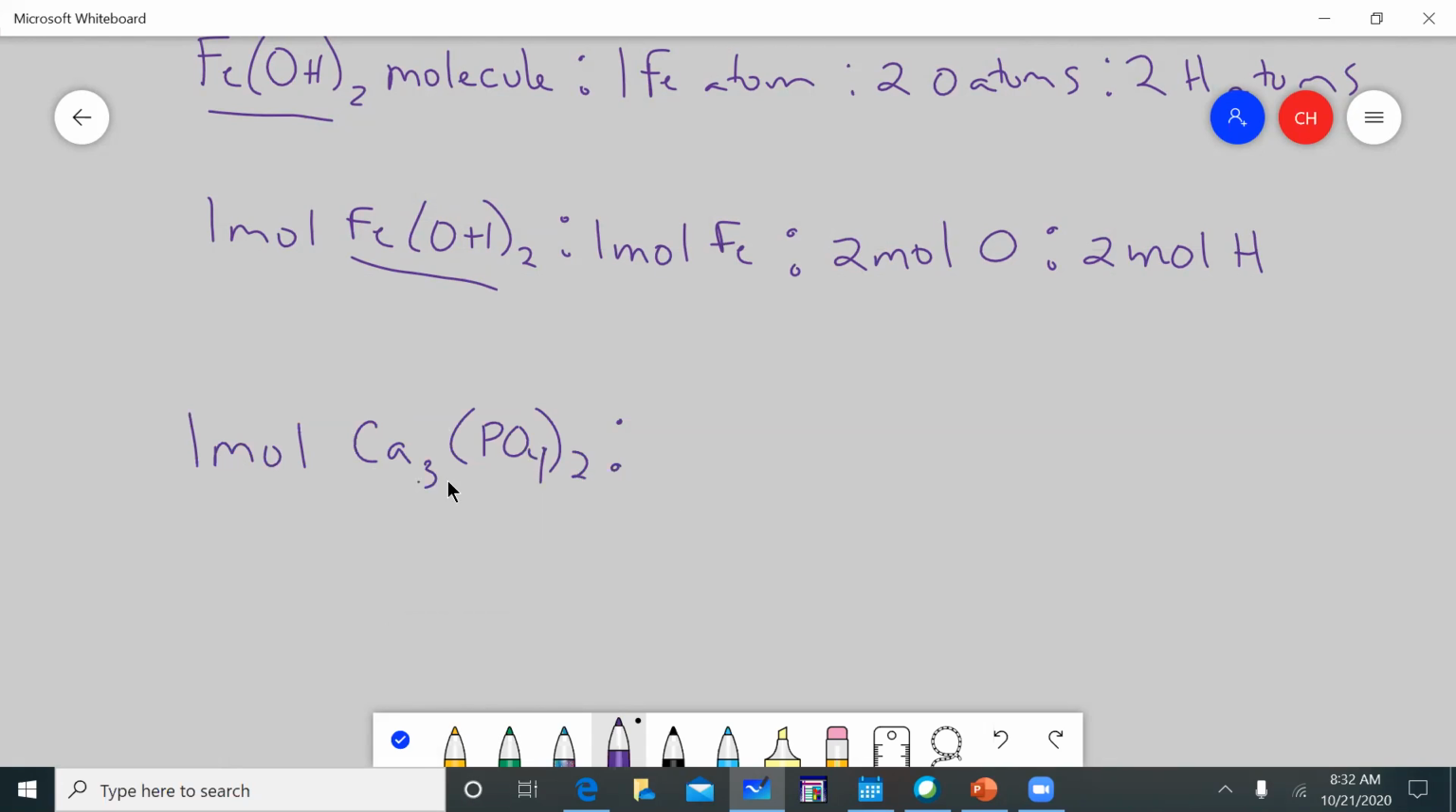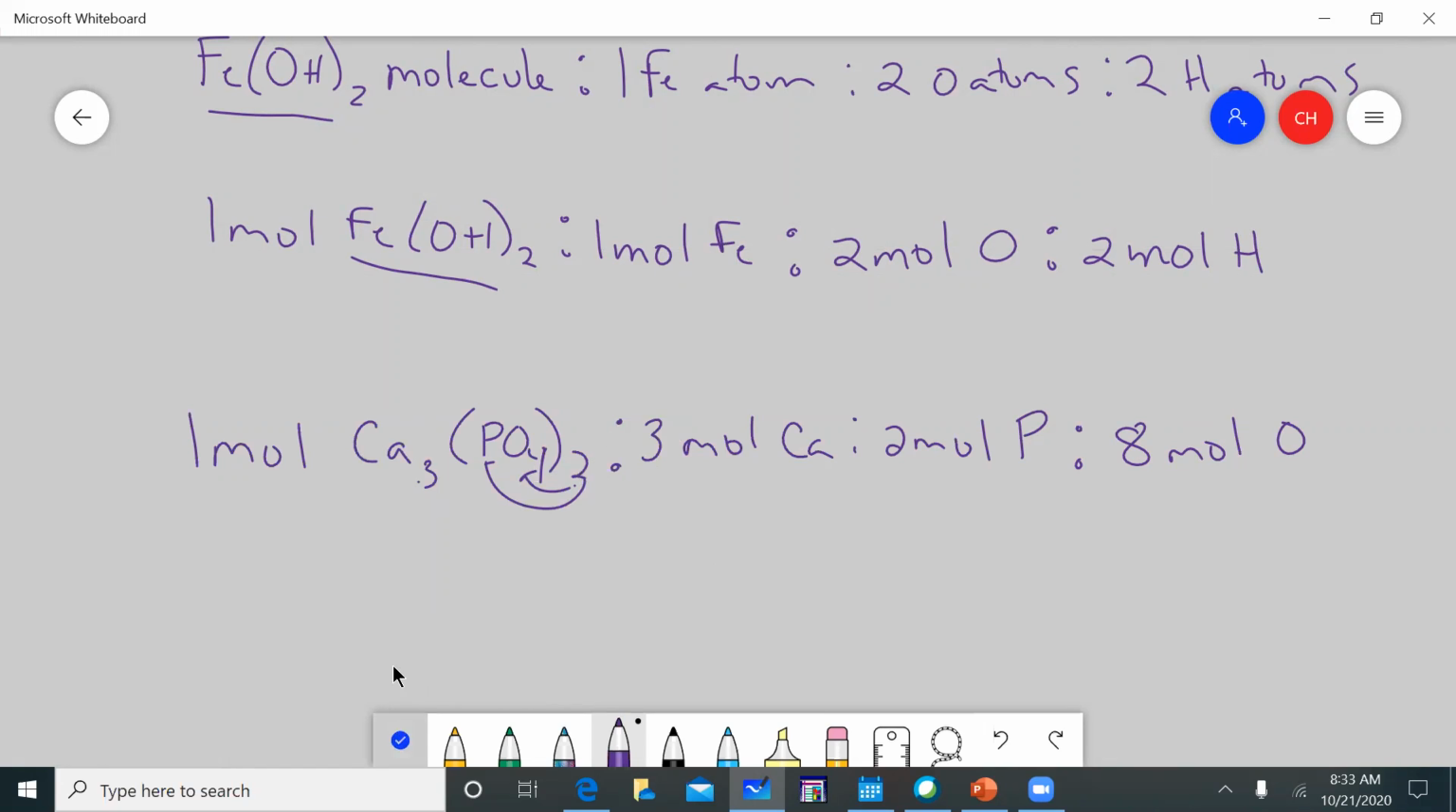Okay, so 1 mole of calcium phosphate will yield 3 moles of calcium, right? Or you need 3 moles of calcium, or 3 moles of calcium are contained within 1 mole of that. We also have 2 moles of phosphorus, and we have 8 moles of oxygen. The 2 gets distributed to the 4 oxygen, so we multiply those, and then it gets distributed to the P as well. So now we've got a built-in relationship between these.